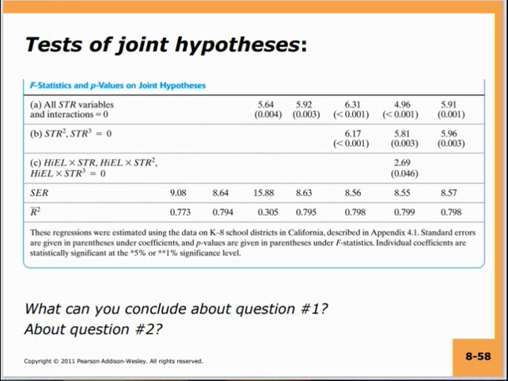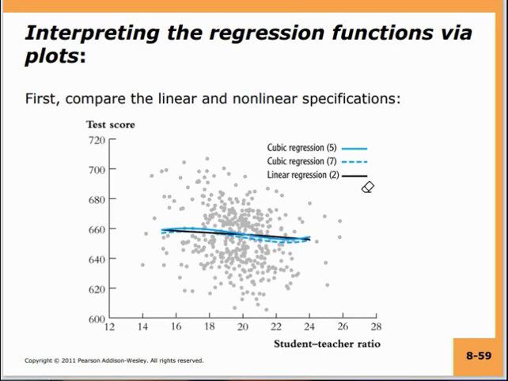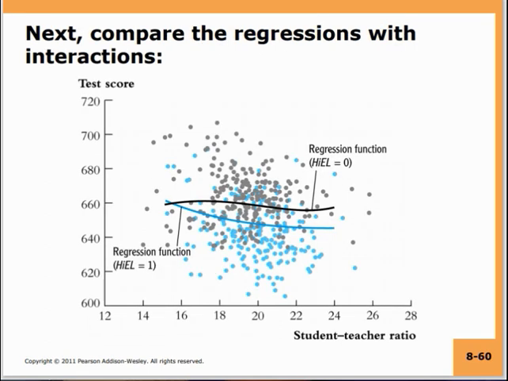So if you look at the graphical representations, because they are nonlinear terms, you may find some curves like this, and these are given over here. So compare the regressions with the interaction. You can find that with the interaction, you can find some terms where basically the differences between the two groups is increasing as the student-teacher ratio increases.